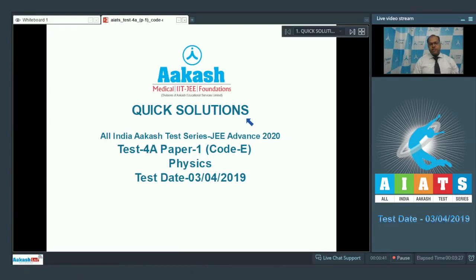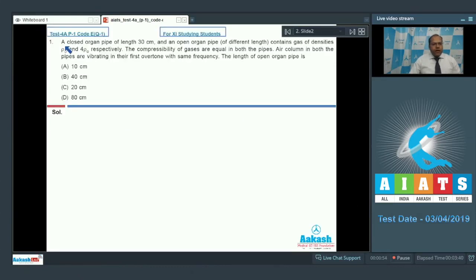1 Core DNA Physics. Let's move to question number 1. In question number 1, a closed organ pipe of length 30 cm and an open organ pipe of different length contains gas of densities ρ0 and 4ρ0 respectively. The compressibility of gases are equal in both the pipes. Air column in both the pipes are vibrating in their first overtone with same frequency. The length of open organ pipe is.